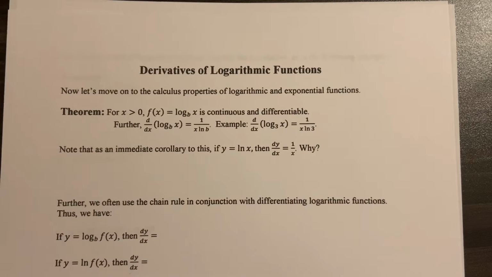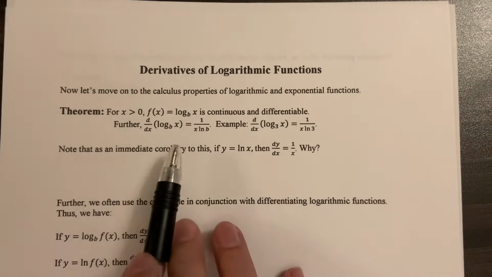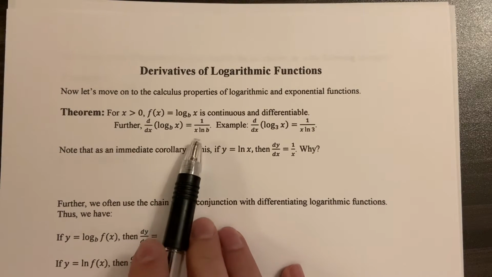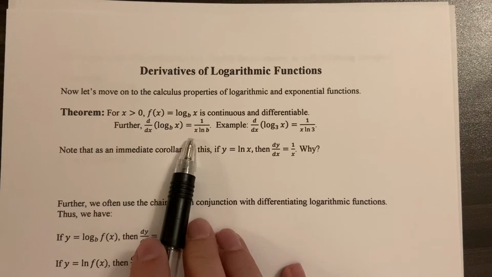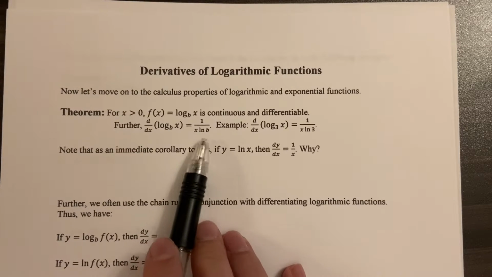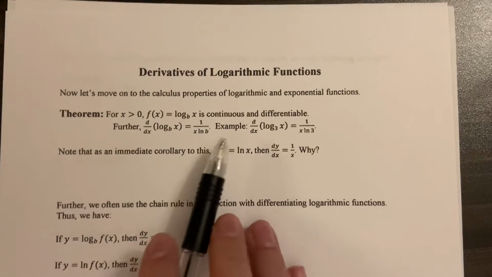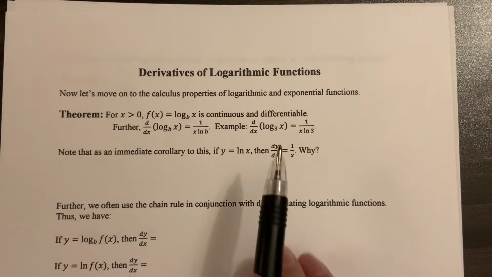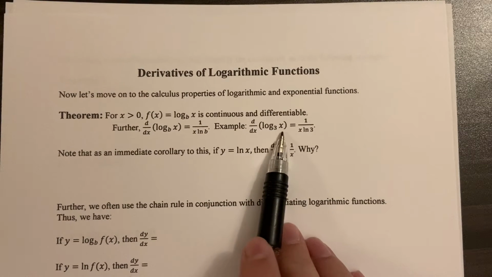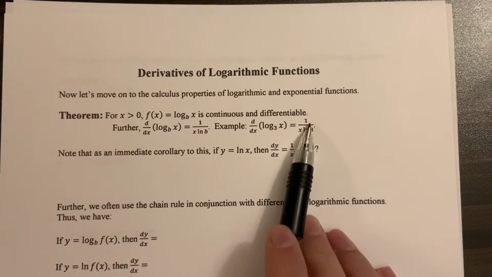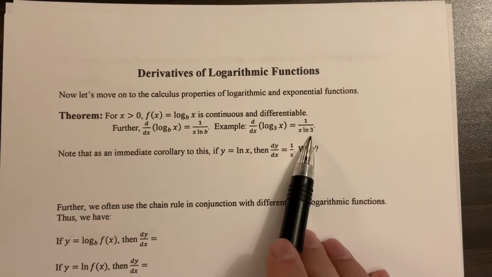So the theorem is for x greater than 0, f of x equals log base b of x is continuous and differentiable. Further, the derivative of log base b of x will equal 1 all over x times ln of b. And an example would be if they ask you to take the derivative of log base 3 of x, it would end up giving you 1 all over x ln of 3.